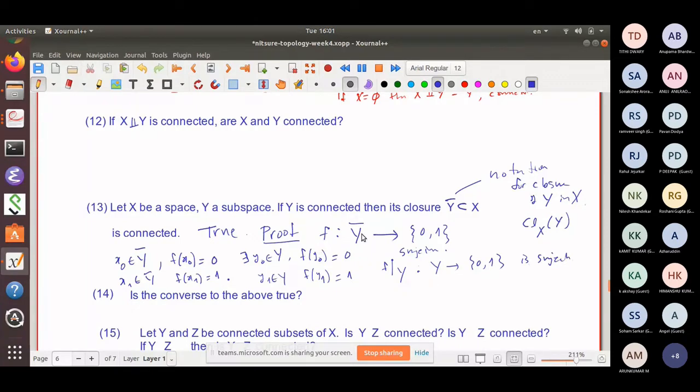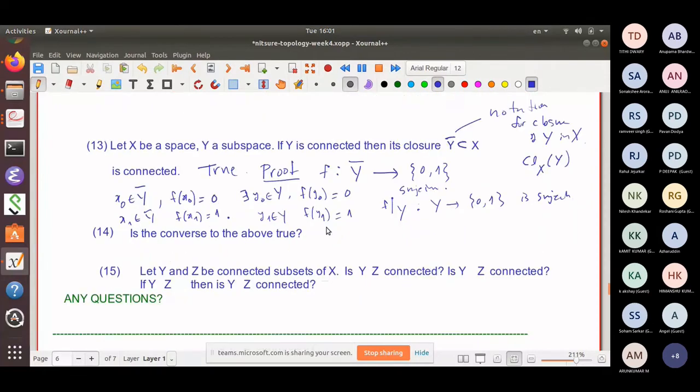See, I gave you this very simple proof using simply maps. I don't have to go back to neighborhoods too much. Is the converse of the above true? Meaning the converse will ask the following.